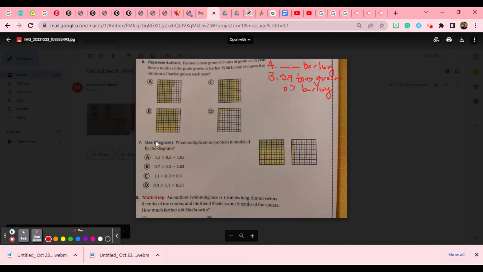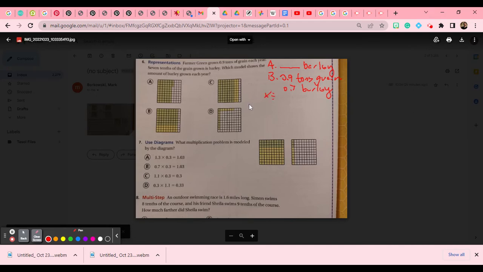So we have barley, we have tons. We have tons of grain. We have 7/10 of the grain is barley. We're looking for barley again, or tons of barley. So our labels are definitely not the same. We have weights and grain and barley. So that means we're going to be multiplying or dividing. But let's see what it is that we're going to be doing.